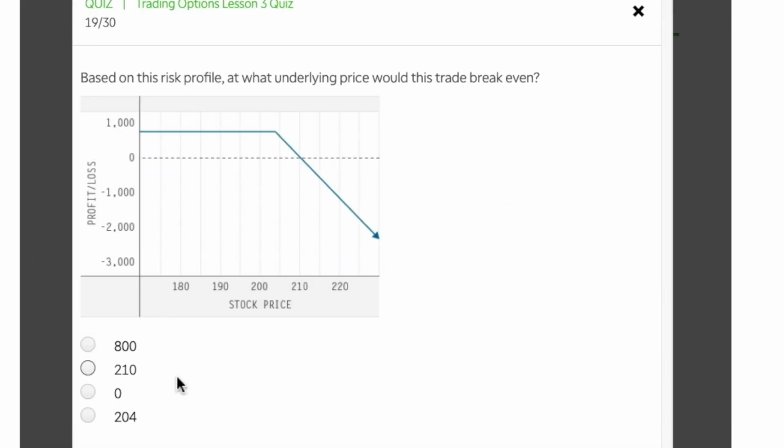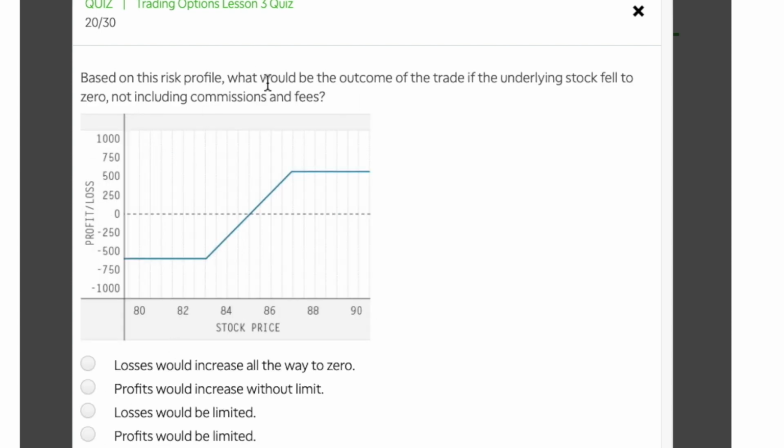Based on this risk profile, at what underlying price would this trade break even? That's where this line crosses 0, 210. Based on this risk profile, what would be the outcome of the trade if the underlying stock fell to 0, not including commissions and fees? Falls to 0, losses would be limited.